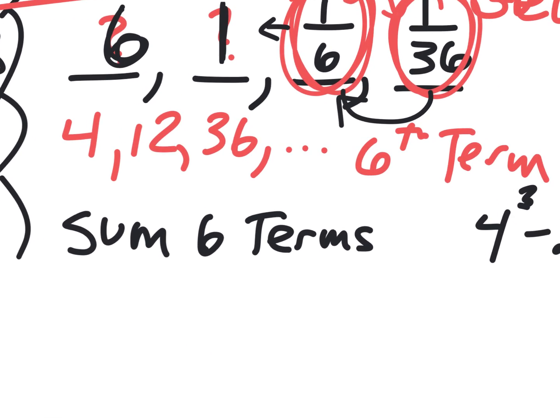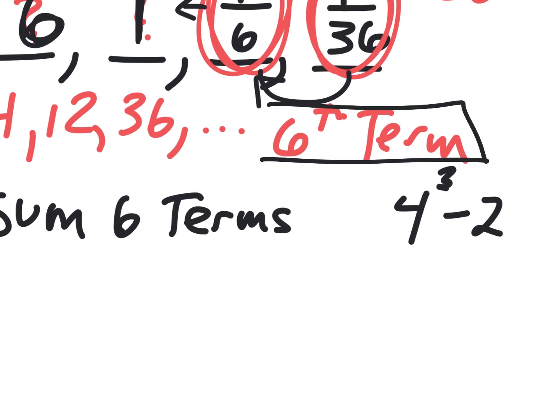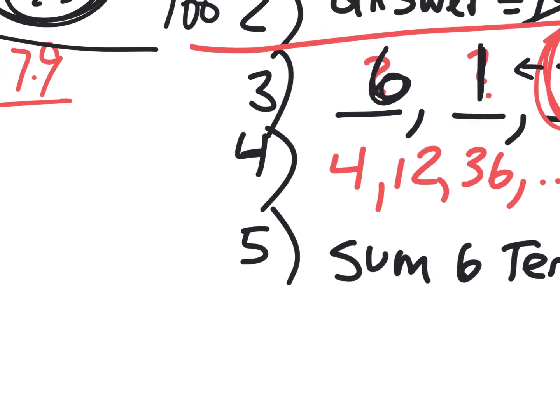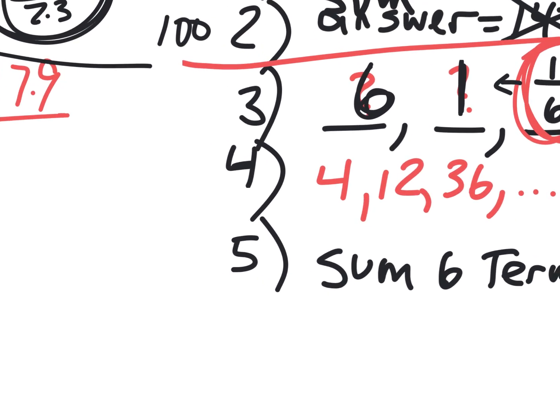On to this one, I want the 6th term. Well, there's a formula for that. Hopefully you knew it. It was off the list up above, but it starts with a times r to the n minus 1. All right, so what is a? A is 4. Times r, which is the common ratio, which is 3, because I take this divided by that, it will tell me 3.